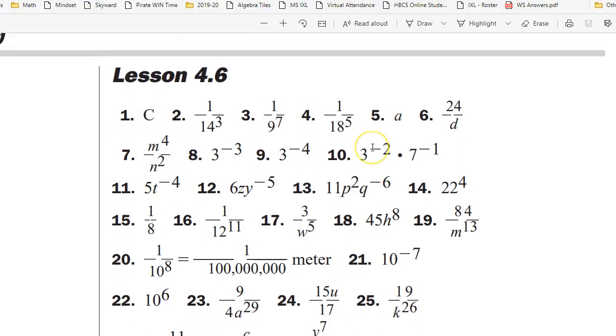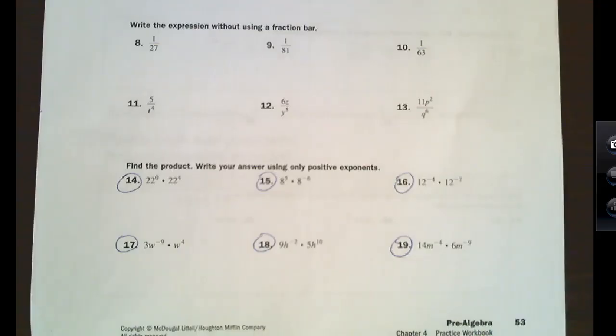Virtual learners, you can have out your 4-6 homework and go ahead and pause the video and correct your answers. Number 14, you guys should have gotten 22 to the 4th power. All right, so we're going to take a look at number 18 right now.